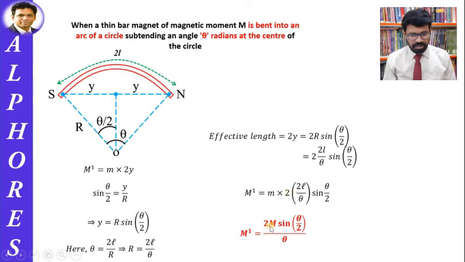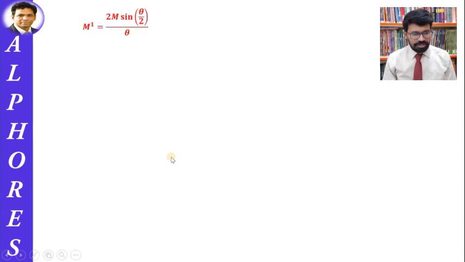So finally, what is the conclusion? 2 into M sine theta by 2 by theta. So this is the magnetic dipole moment of a bent magnet into an arc, making an angle theta at the center or at the point O, like it is shown in the figure. So now let us try to understand a few special cases connected with this one.